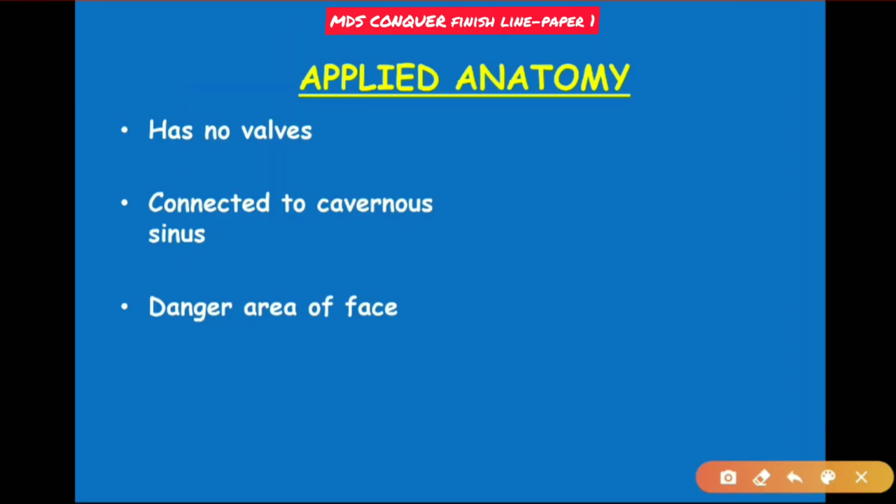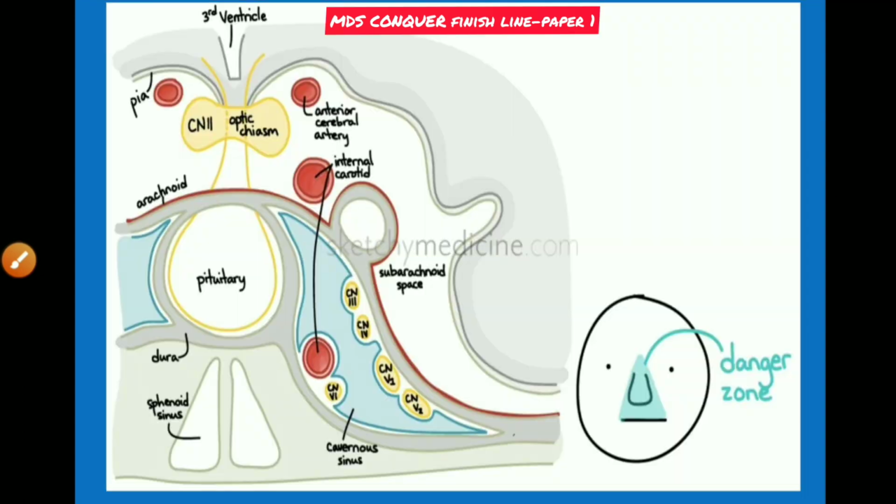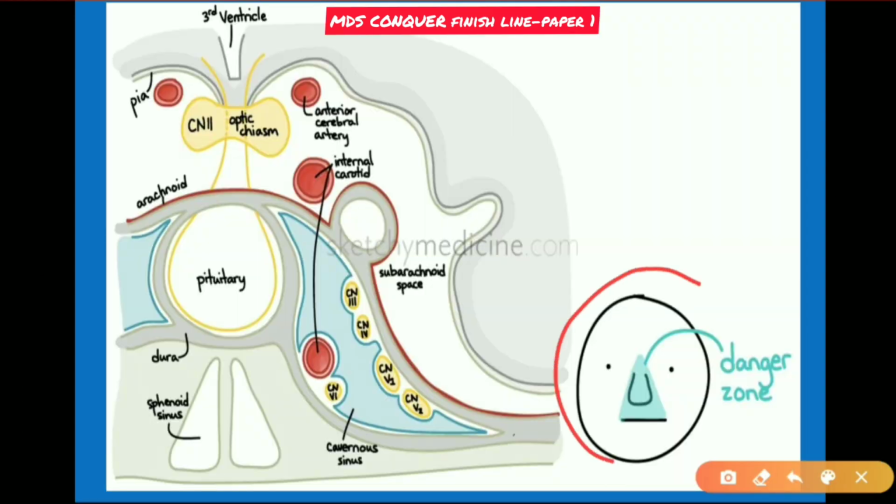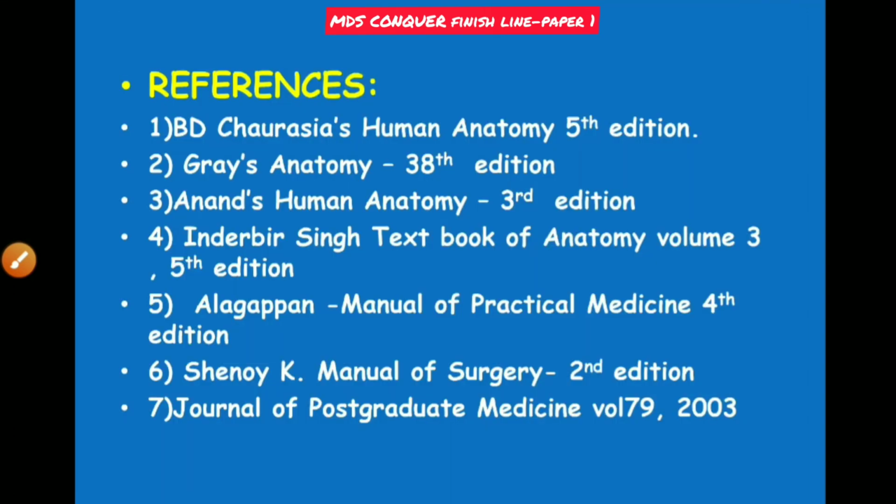And applied anatomy, these have no valves and are connected to the cavernous sinus, the dangerous area of the face. You can see this is the dangerous area of the face, because any infection from here can enter into the cavernous sinus and cause cavernous sinus thrombosis. Hence it is called the dangerous area of the face. So in these applied anatomy aspects, you can even write cavernous sinus thrombosis for the veins.